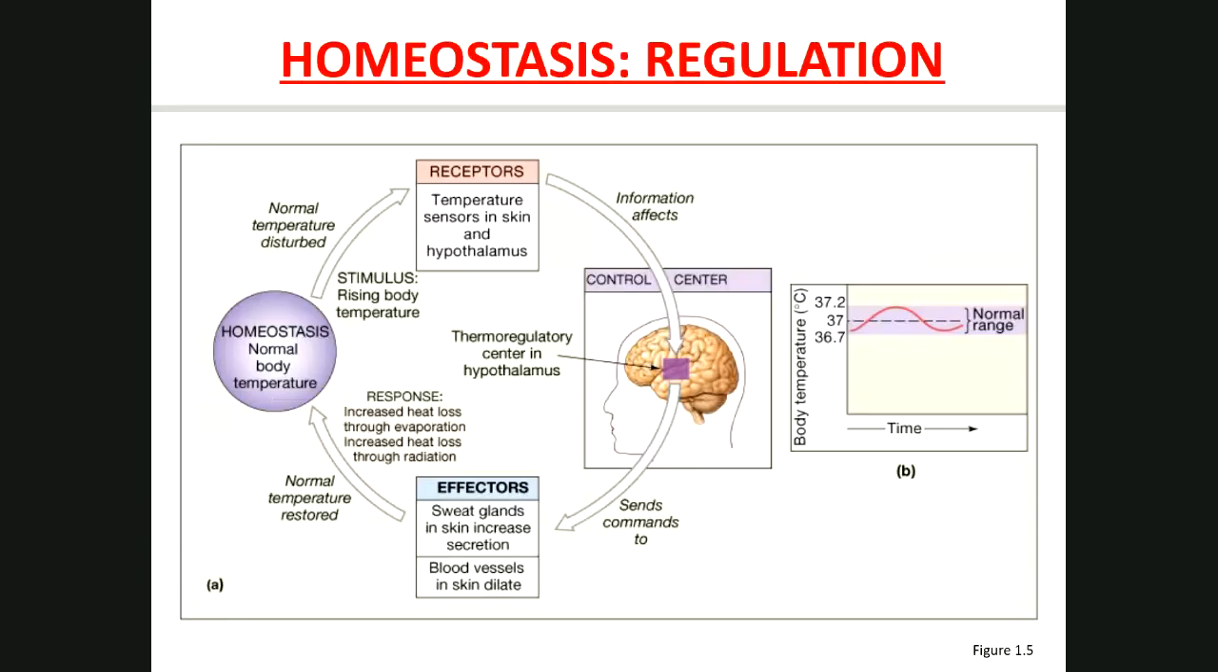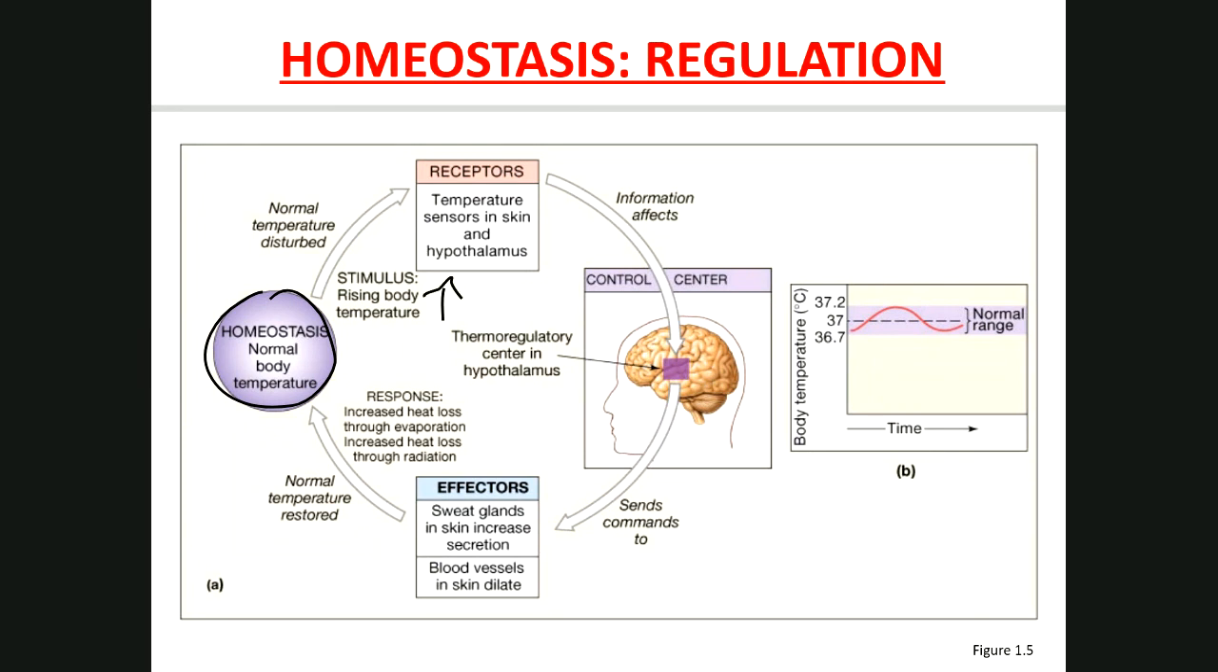So here's the typical example of these types of mechanisms. Temperature, which is something we're all familiar with. Homeostasis will be normal body temperature. But let's say that we decide to go running on a hot Texas summer day, and our body temperature begins to increase.